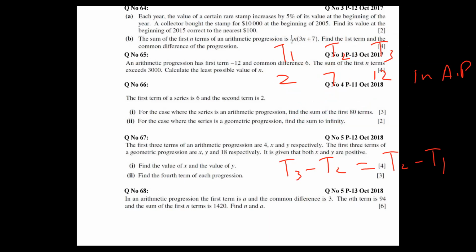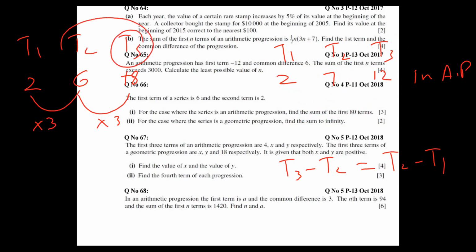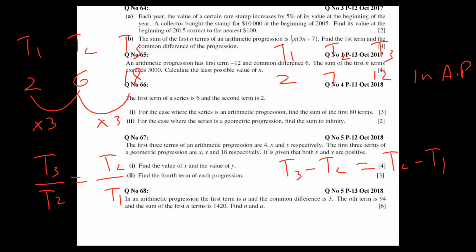Let's talk about GP. For example, 2 multiplied by 3, I got 6. Multiply by 3, I got 18. So first term, second term, third term. Because this is a GP, we always divide: the third term divided by the second term, and the second term divided by the first term. The same answer will come. The third term is 18, the second term is 6, and the first term is 2. Here I get a 3 and here I get a 3.